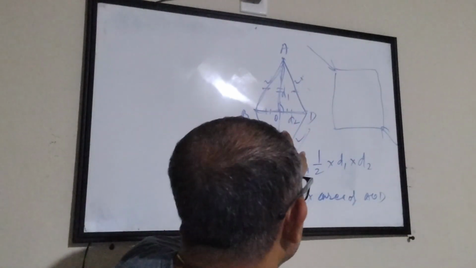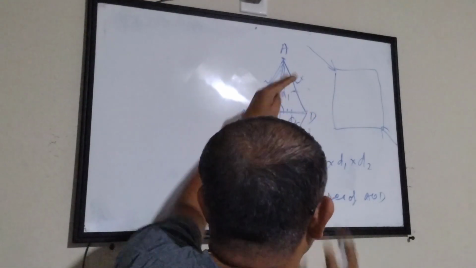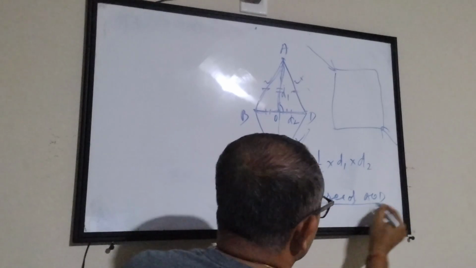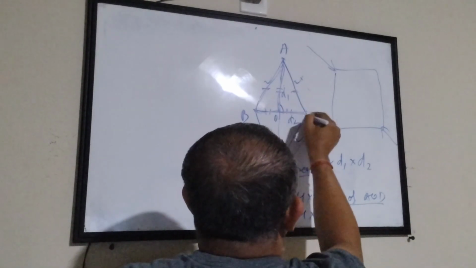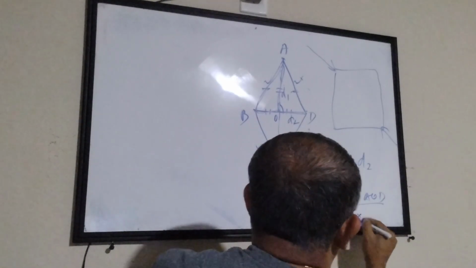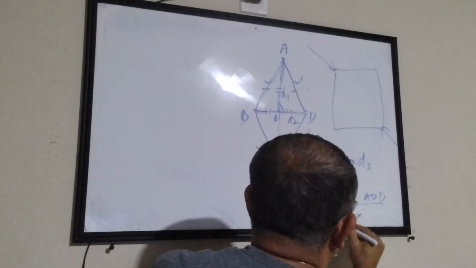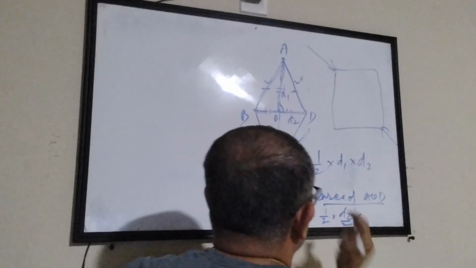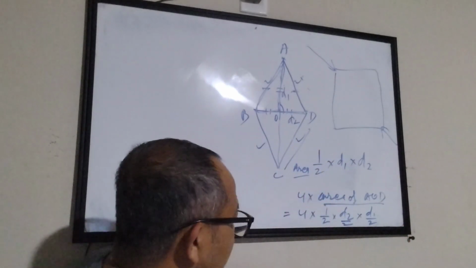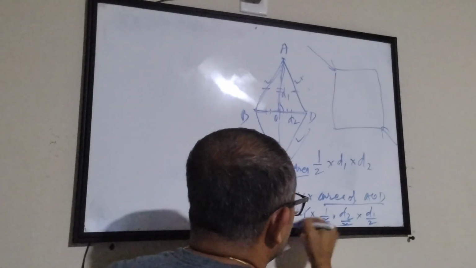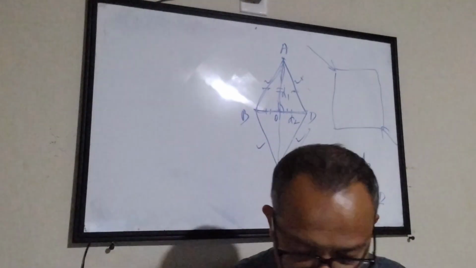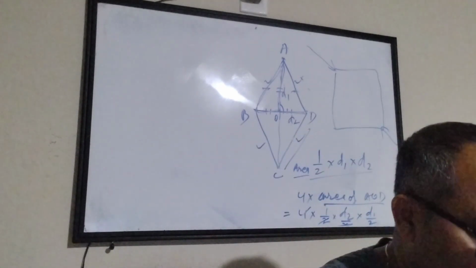Meaning if you multiply the area of one triangle by 4, that will give you the area of the rhombus, right? 4 times the area of this, which is half of base into height. The base is, let's say, d2, and the height is d1 by 2, and the base is half of the whole diagonal, d2 by 2, so these two get knocked off. It becomes half times diagonal 1 into diagonal 2.